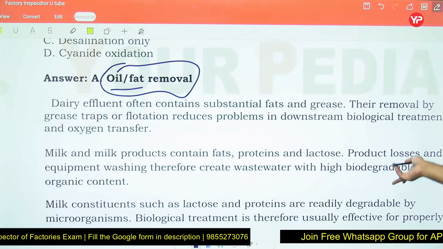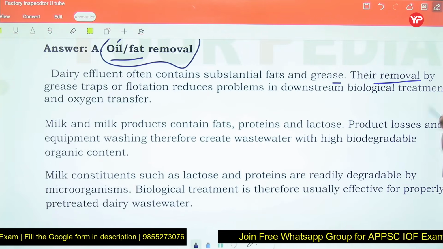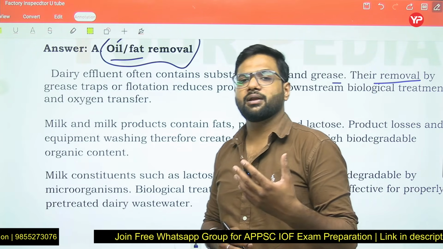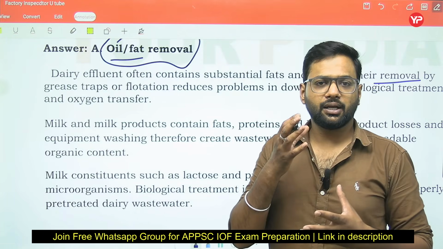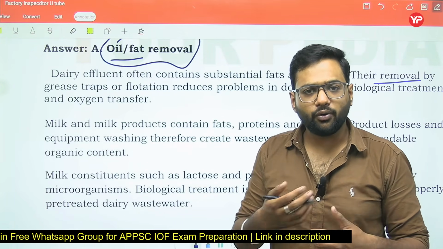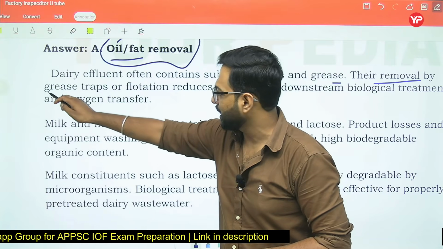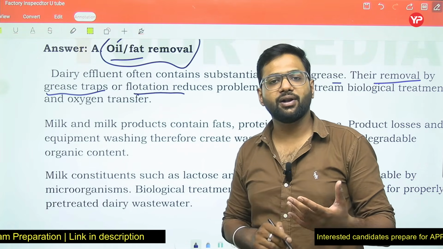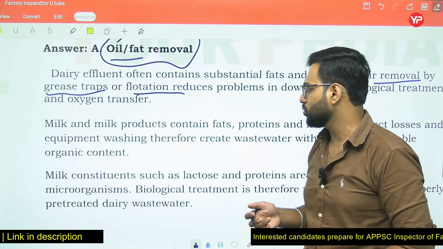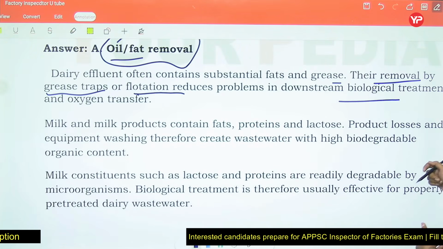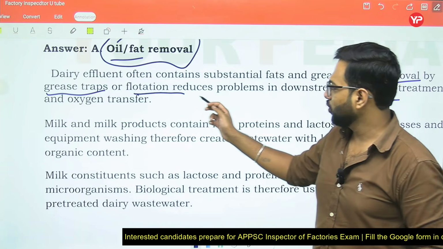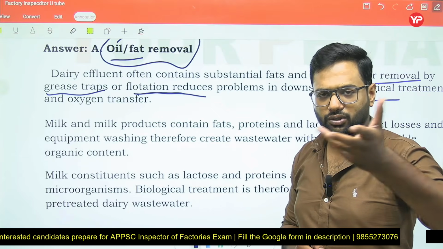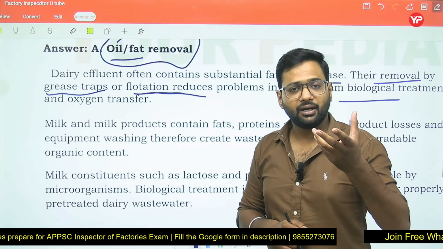So dairy effluent often contains substantial fats and grease, removed by grease traps. As I told you, oil and grease particles are removed by providing a skimming tank, but in its absence, instead of a skimming tank, we can also use grease traps, or we can use the flotation method. We have the dissolved air flotation technique, so we can use that also, methods that reduce the problem in downstream biological treatment. Generally in the skimming tank, a flotation or density separation technique is used, because the oil particles have lesser density than water.